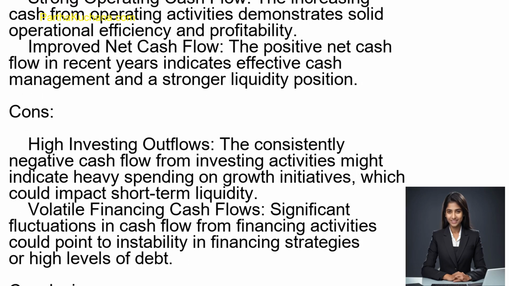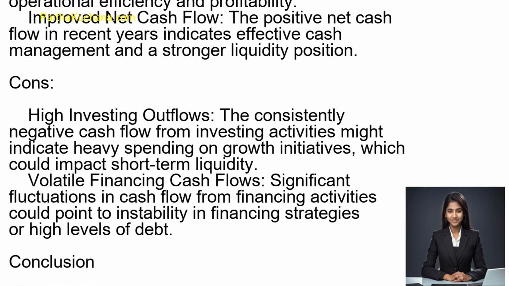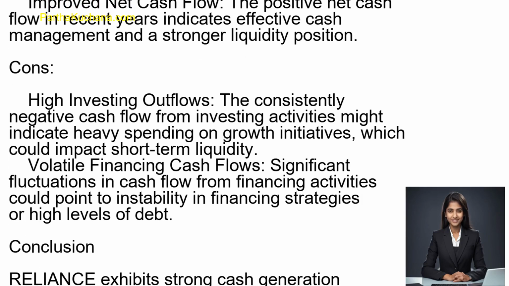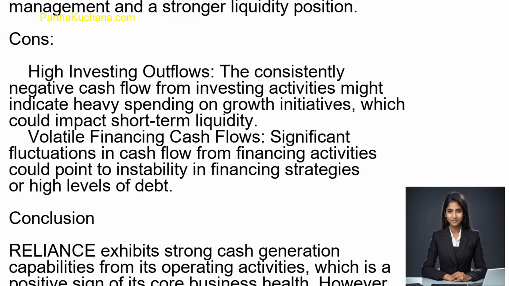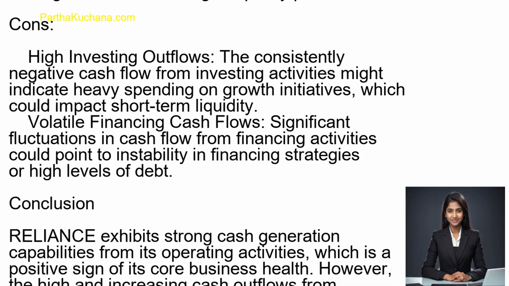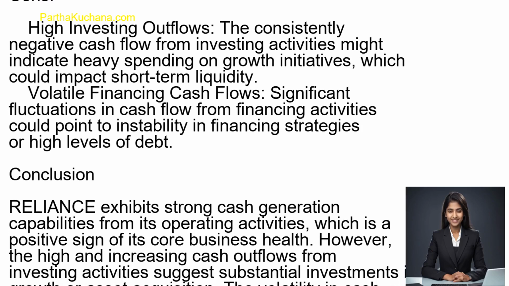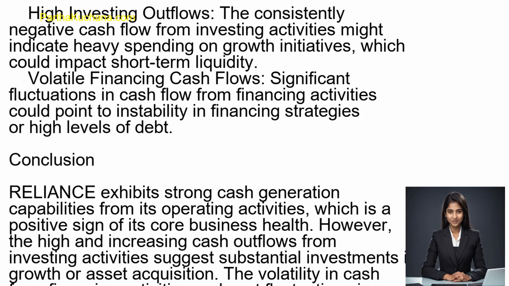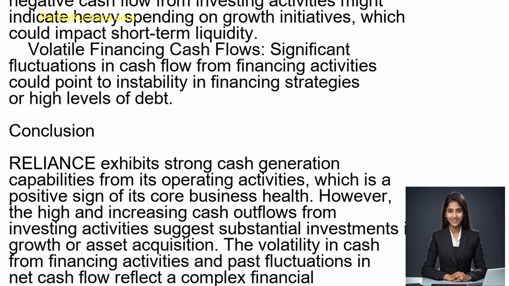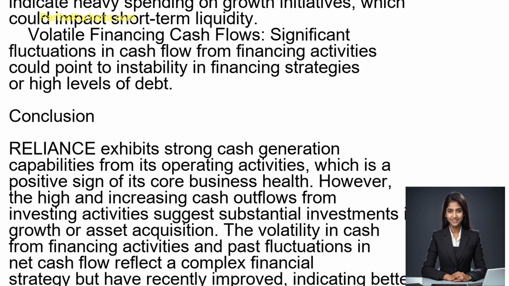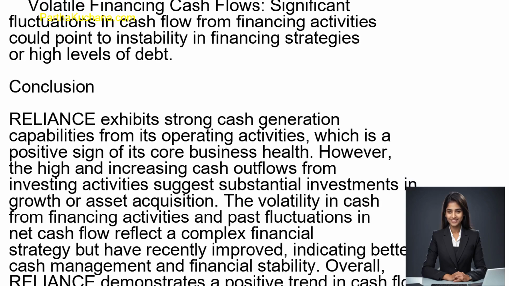Conclusion: Reliance exhibits strong cash generation capabilities from its operating activities, which is a positive sign of its core business health. However, the high and increasing cash outflows from investing activities suggest substantial investments in growth or asset acquisition. The volatility in cash from financing activities and past fluctuations in net cash flow reflect a complex financial strategy but have recently improved, indicating better cash management and financial stability.